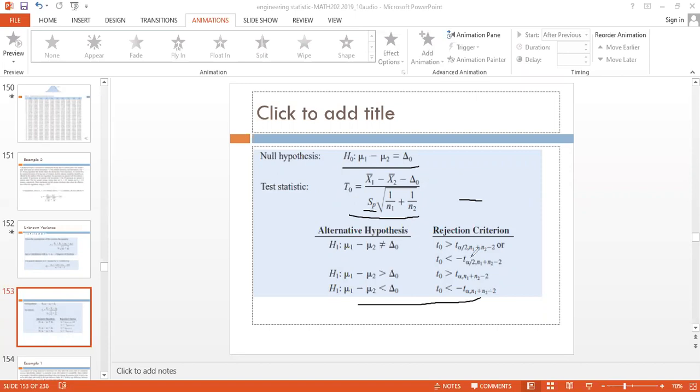But here you take note, the degrees of freedom is going to be n1 plus n2 minus 2. That is what we have to take note of. But you take into consideration the sign on the alternate hypothesis to determine whether it's a left-tailed, right-tailed, or two-tailed test. Then we go on to the example.